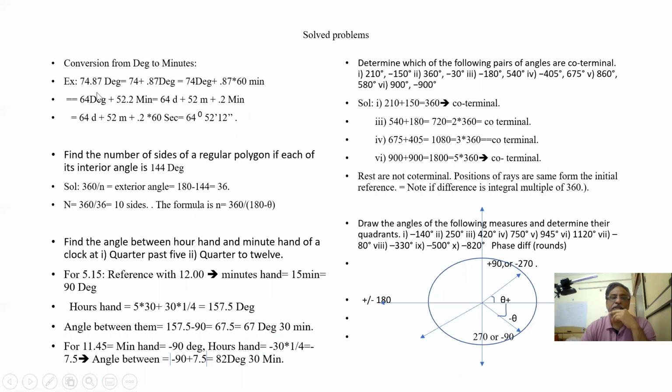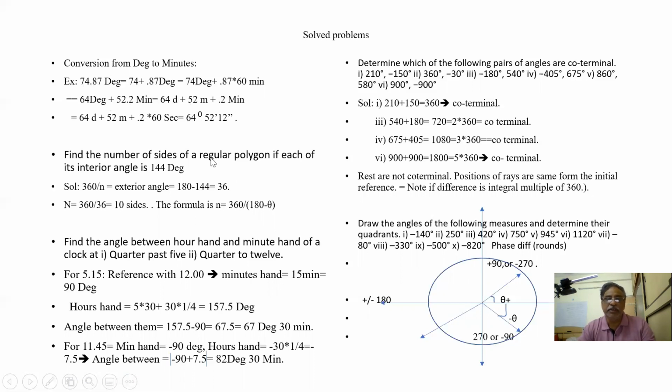Now let us say 74.87 degrees. We have to convert to minutes. So 74.87, 0.87 into 60. So 74 degree, 52.2 minutes. 0.2 into 60 again. So it comes 74 degree, 52 minutes, 12 seconds. So the degree system can be converted into the minutes and seconds system.